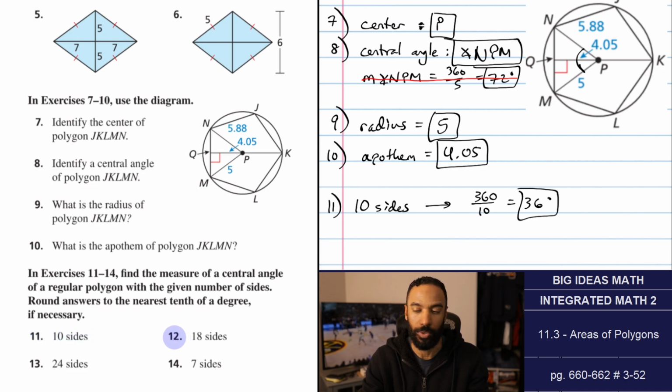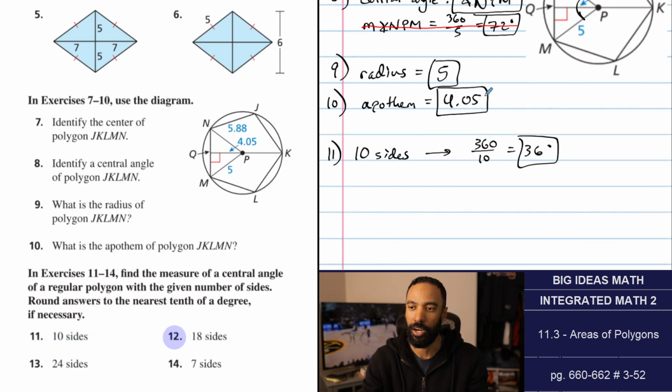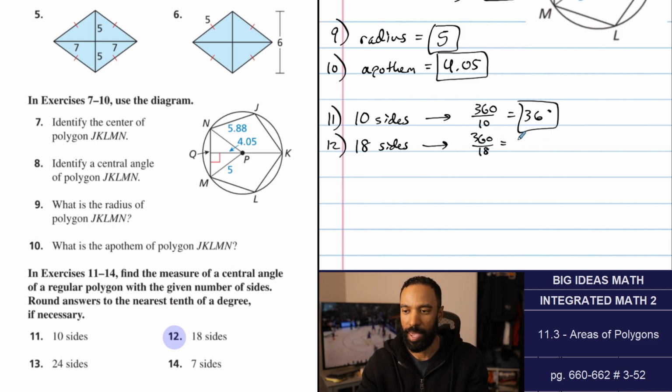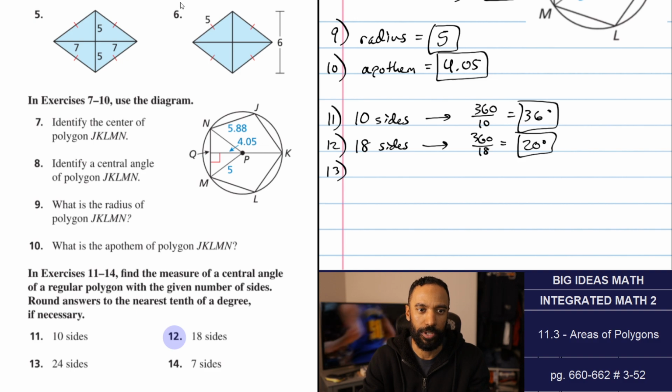There are 10 central angles in a decagon, and they're all congruent, and they add to 360 like central angles would in a circle. Number 12, we have 18 sides. We're going to be doing 360 divided by 18. 36 divided by 18 is 2. 360 divided by 18 is 20. We get 20 degrees. No rounding necessary there. Number 13, 24 sides.